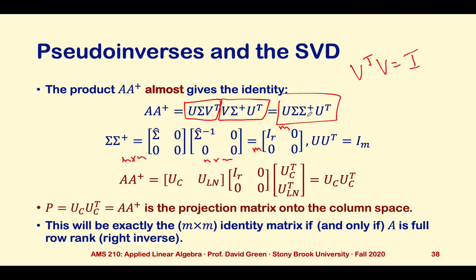So this matrix looks almost like the identity matrix. It has ones up to the rank R, and then it has zeros. So it looks like an identity matrix, but where some of the bottom has been zeroed out. If sigma sigma plus was the full identity matrix, then we would be left with U U transpose, and U U transpose is the identity matrix.